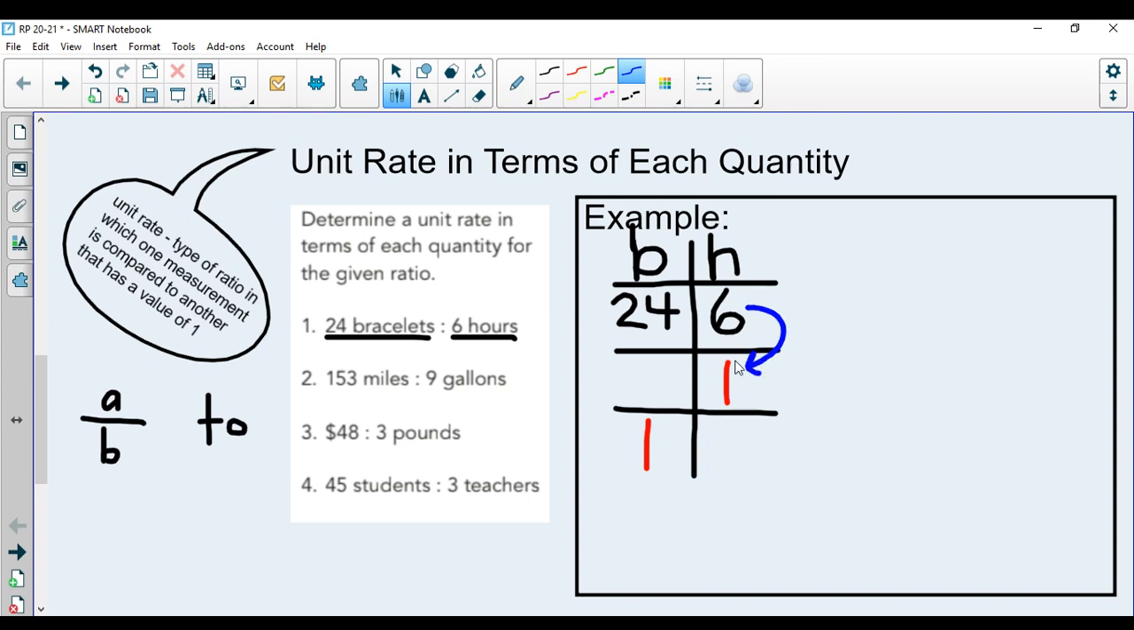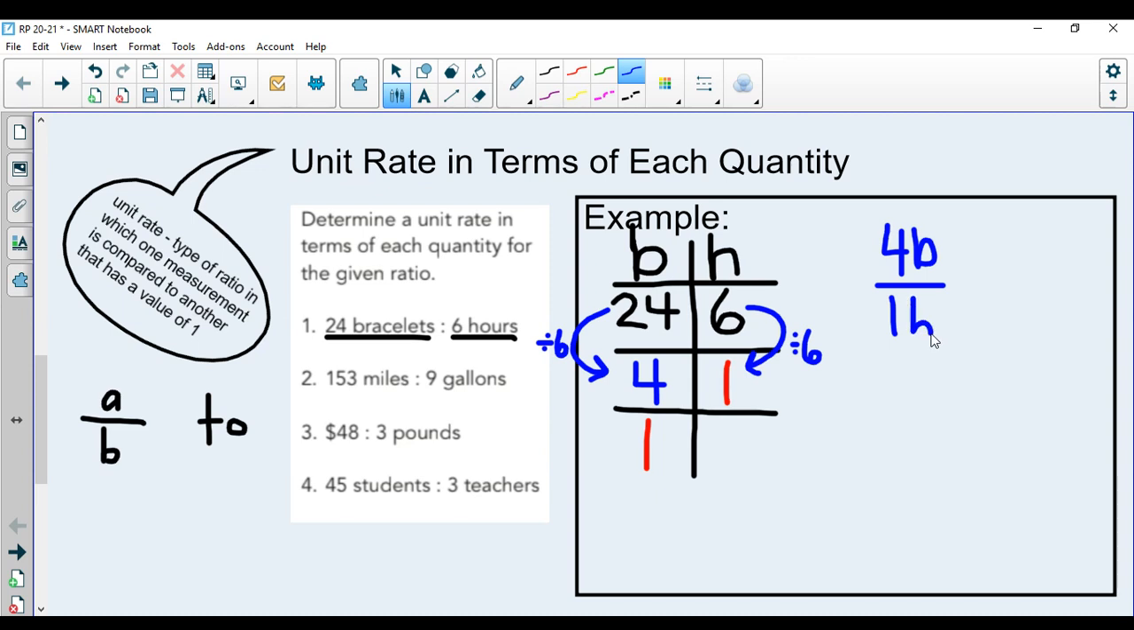I can scale from 6 to 1 by dividing by 6. I know that 6 divided by 6 equals 1. Because I've divided this side by 6, I'm going to do the same here. 24 divided by 6 is equal to 4. Therefore, my first unit rate is 4 bracelets in 1 hour. So a ratio of 4 to 1.